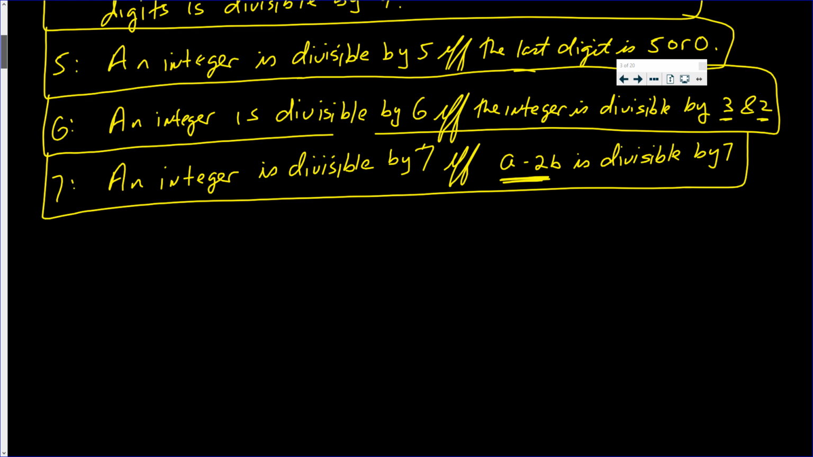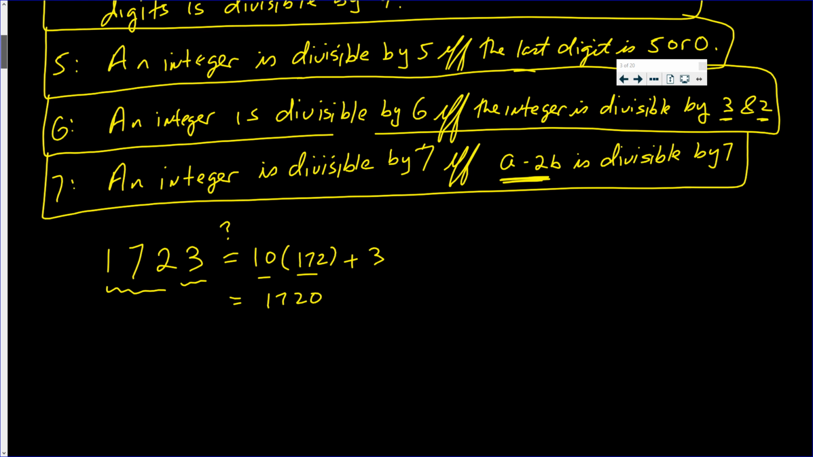Well, every number, 1723, is 10 times 172 plus 3. To verify it, 10 times that number is 1720, and when you add 3, you do get 1723. This is the A and this is the B. The A is everything but the last digit, and B is the last digit.